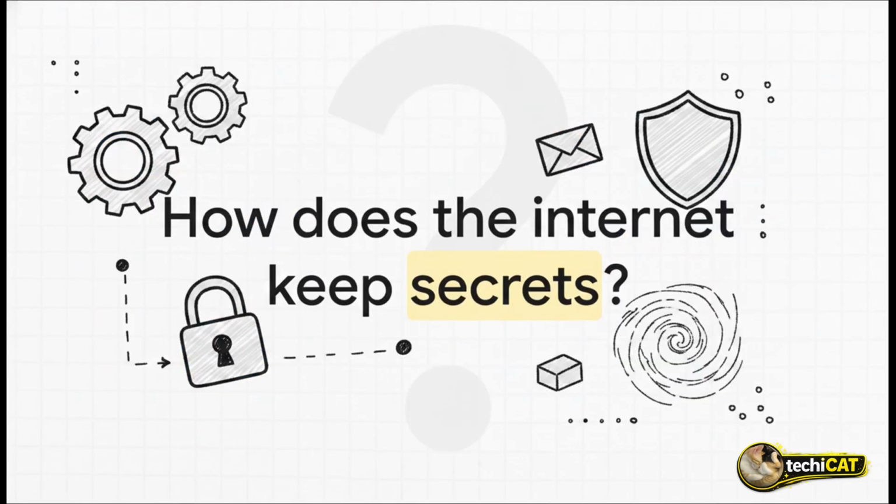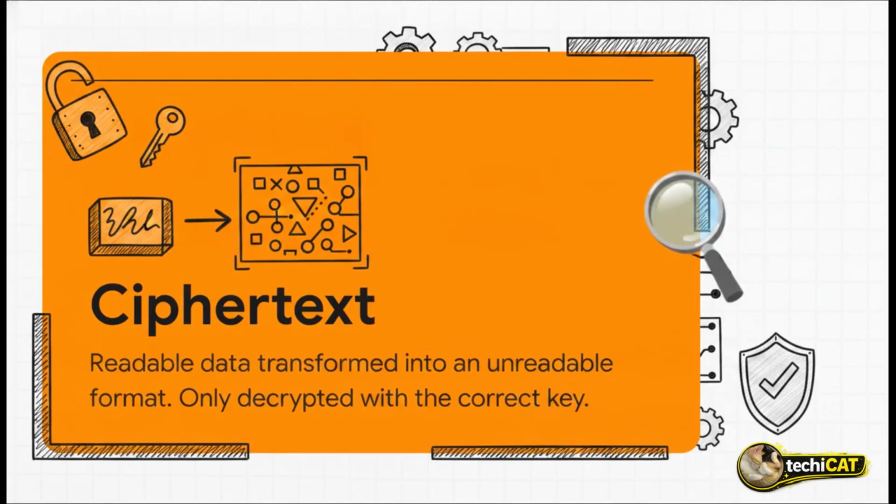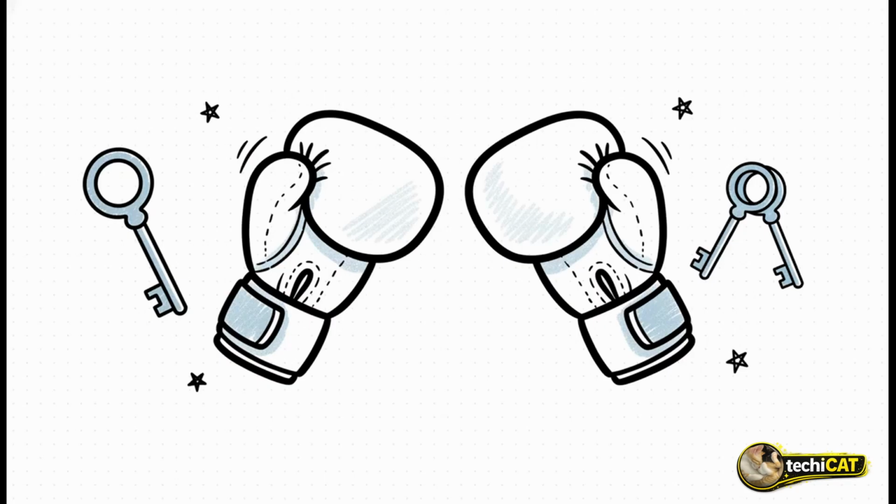So how exactly does the web keep your private DMs and credit card numbers totally hidden? Encryption scrambles plain data into unreadable ciphertext. To pull this off, we rely on two distinct approaches. In one corner, symmetric encryption. In the other, asymmetric encryption. Let's pit these two heavyweights against each other.